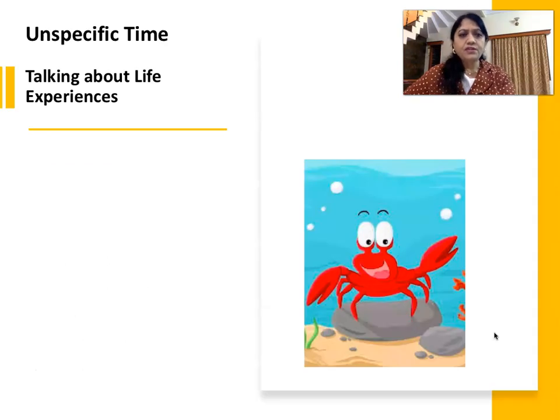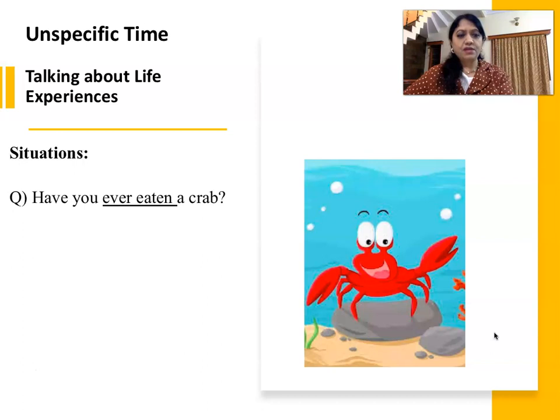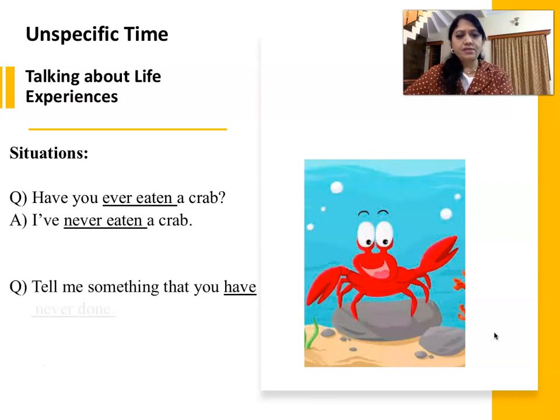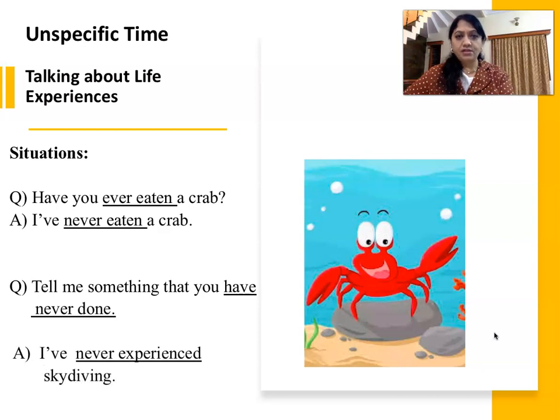Now, we can also use unspecific time for talking about life experiences. The situations could be this: have you ever eaten a crab? And I will answer it as, I have never eaten a crab. Tell me something that you have never done. I have never experienced skydiving. So do you see the structure? The third form of the verb is always accompanied by have or has, no matter what, whether it's a question or an affirmative statement or a negative statement.